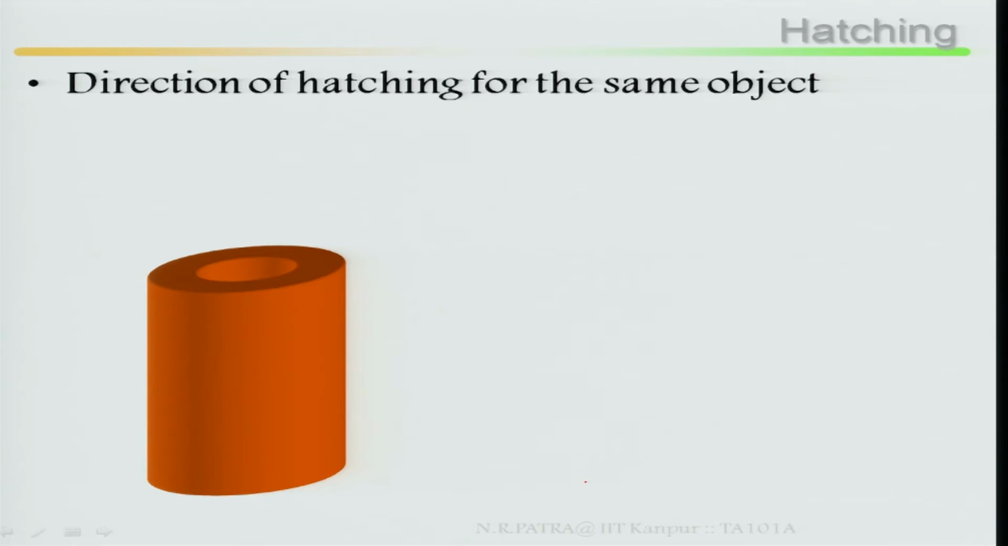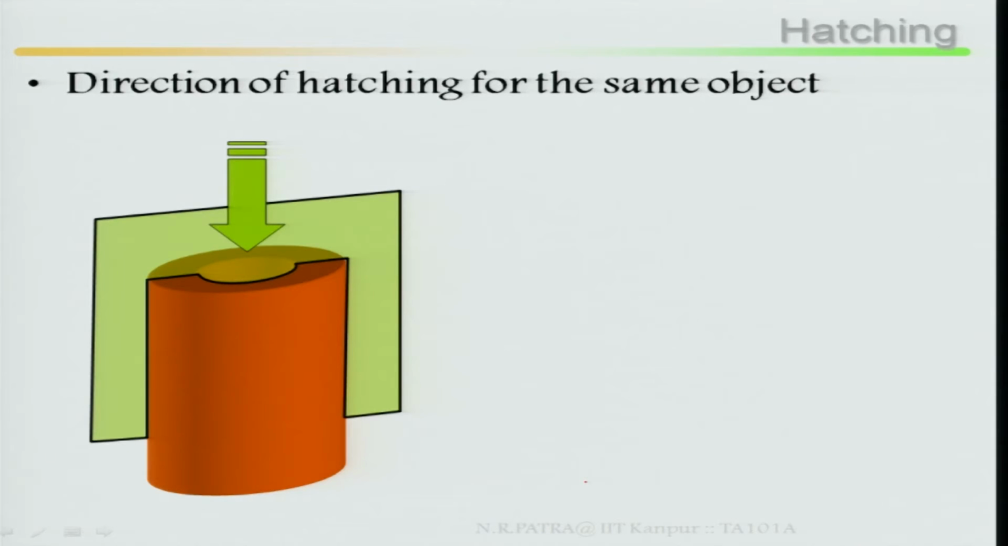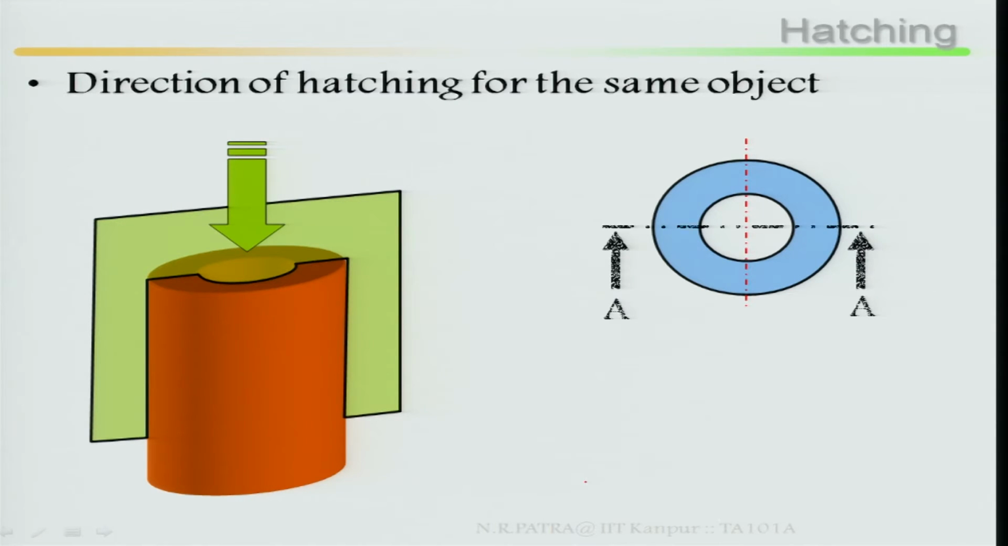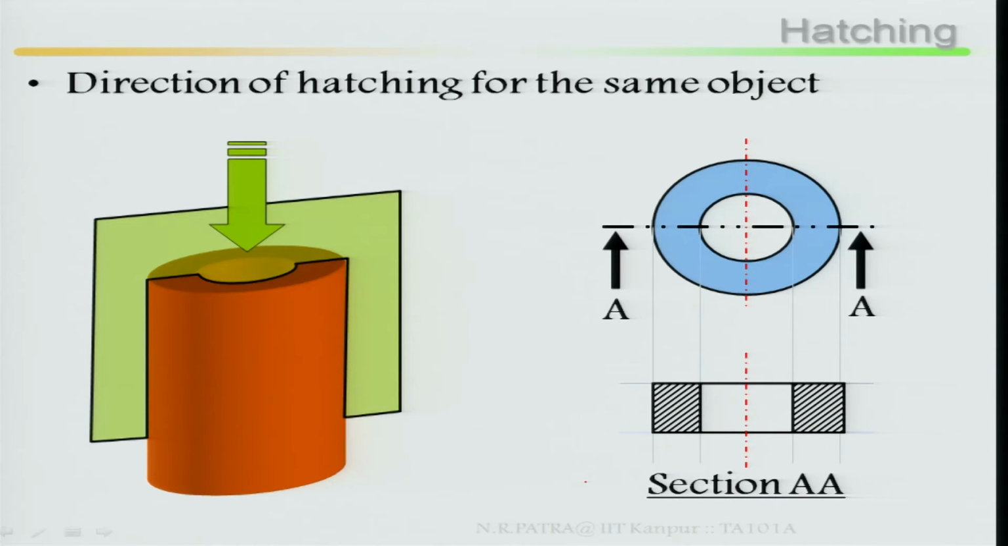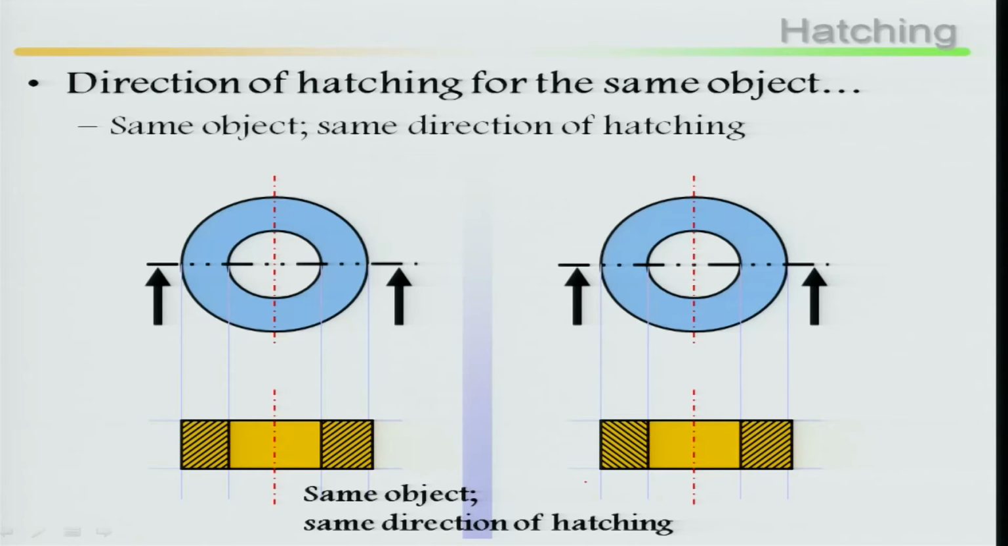Now, direction of hatching for the same object. If I cut it, then take out the front and look at it from the front side, the front view, how is your hatching? It should be in the same direction for the same object, section at AA. Look at this, same object, same direction of hatching. If you look at both these objects, it is the same object, only the hatching is different.